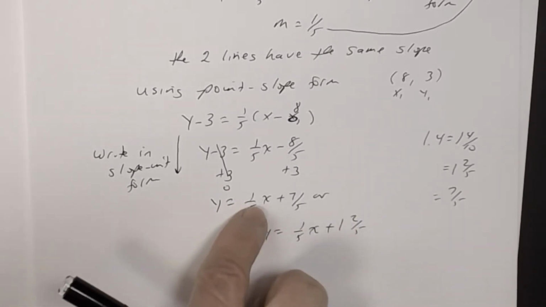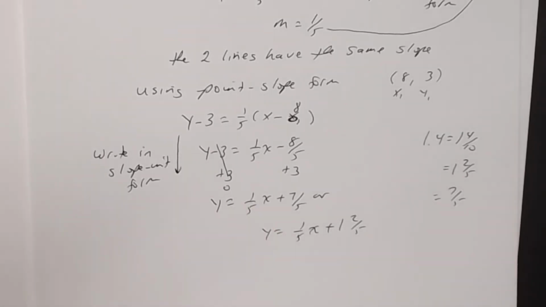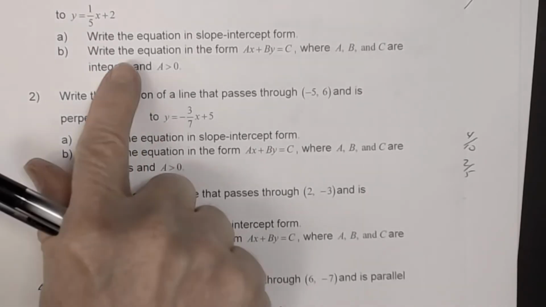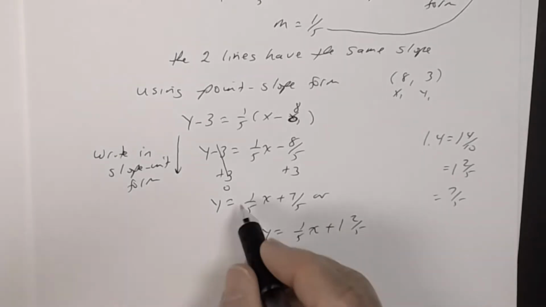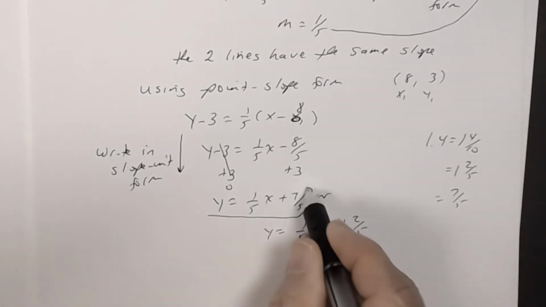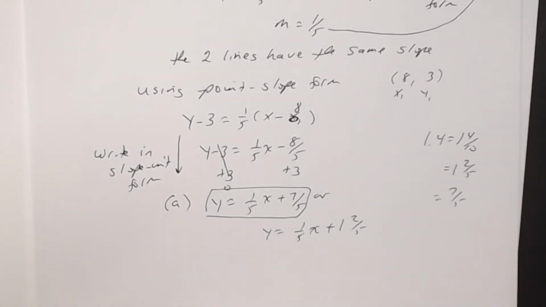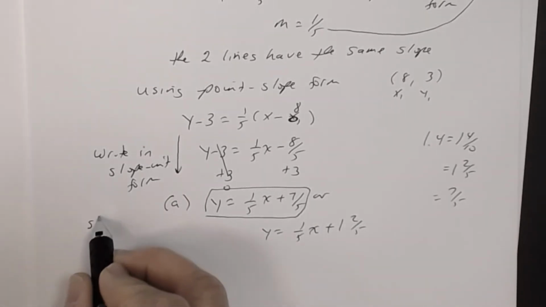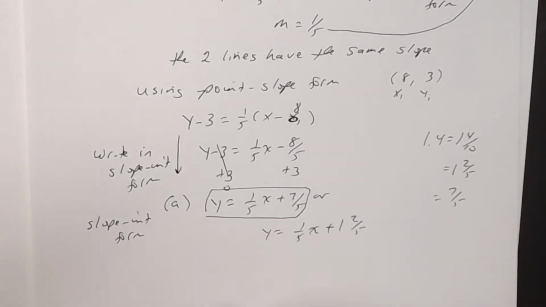Now the reason why this would be preferable is because now we want to do part B. Okay, so listen carefully. Now let's talk about part B. So that's the answer for part A. That's our answer for part A. So that's slope-intercept form. Okay, now let's talk about part B.